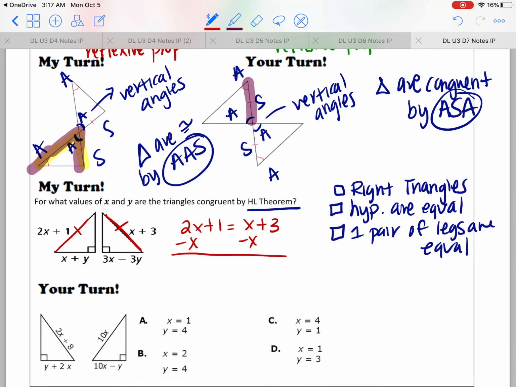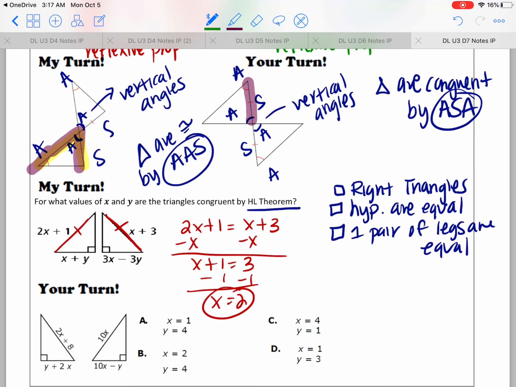So I move the smallest x term. We get x plus 1 equals 3 minus 1, and we get x equals 2. So these two hypotenuses will only be equal when x is equal to 2. If x has a different value, then these two hypotenuses would not be equal, and therefore you cannot conclude that these triangles will be congruent by HL.